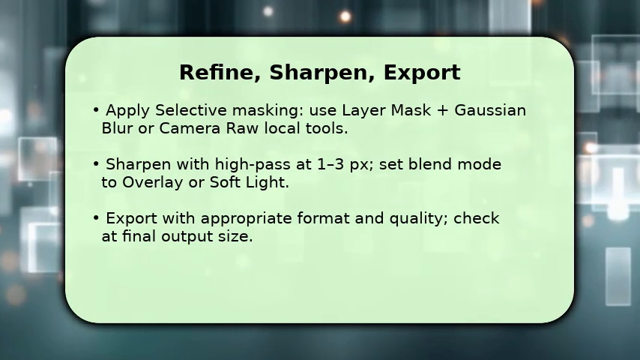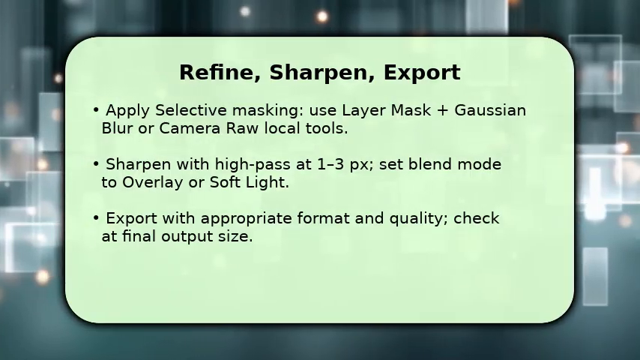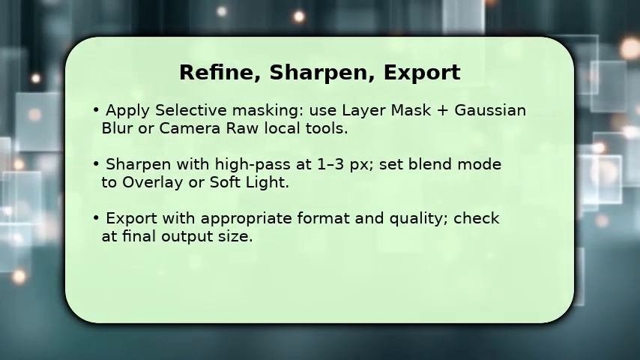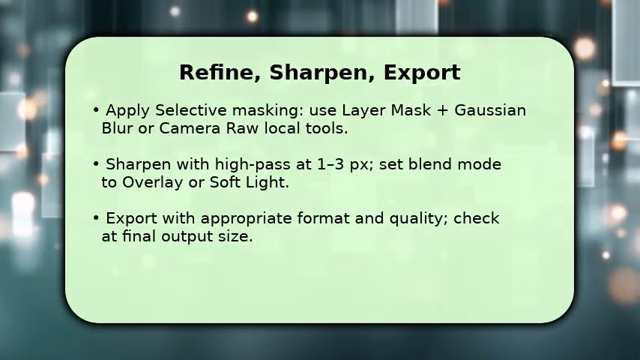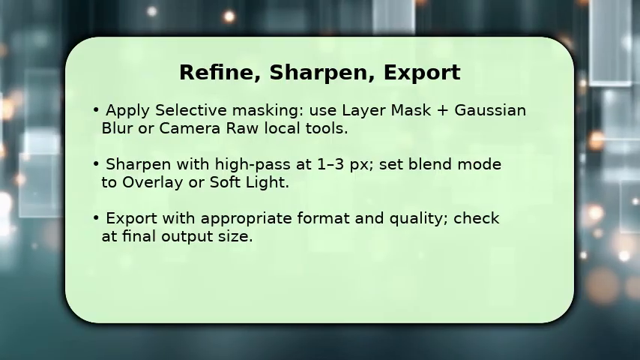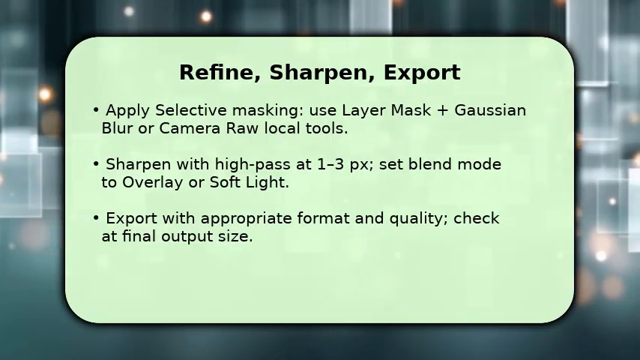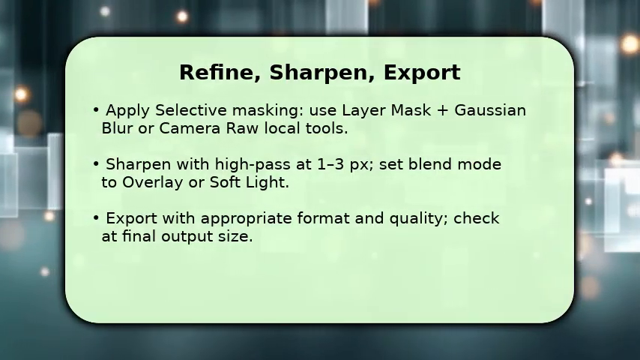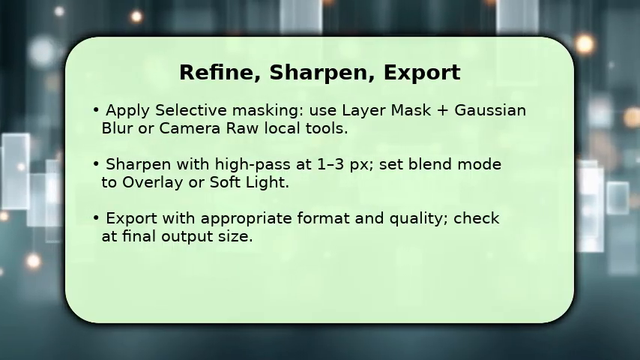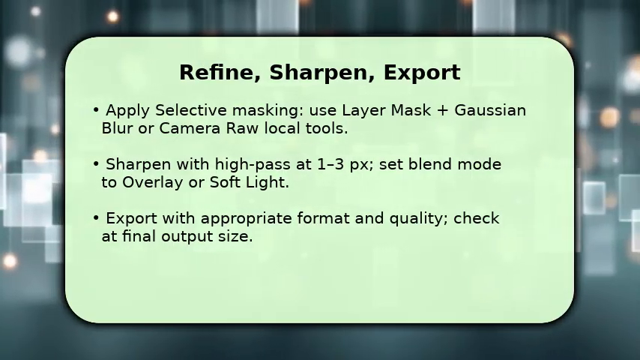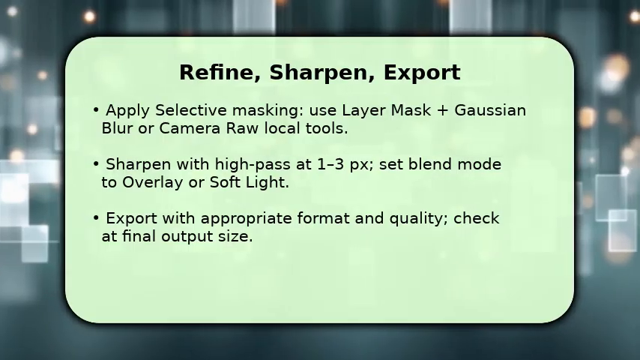Once satisfied, bake a sharpening layer, duplicate, run high pass at about 1 to 3 pixels, and set blend to overlay or soft light. Reduce opacity until natural. Finally, export at the intended output size and quality to avoid introducing compression noise. If you still see grain, lower noise sliders slightly and reapply selective sharpening to prevent banding or soft halos.